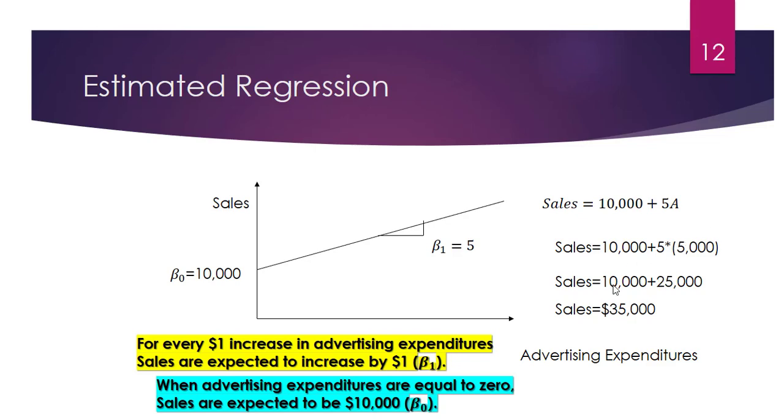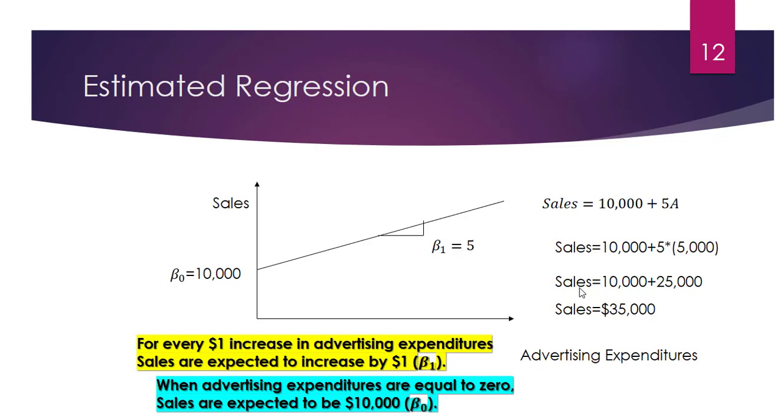Suppose there's another firm who's planning to spend $5,000 on advertising, and he would like a prediction of his sales if he were to spend on advertising today. Again, we simply let advertising expenditures equal 5,000 in the regression equation. His expected sales will be 10,000 plus 5 times 5,000. This gives him a predicted sales of $35,000.